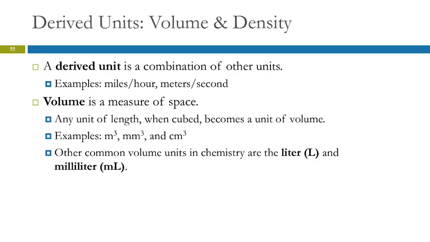So we talked about units of length, temperature, time, and mass. There are also derived units. So a derived unit is a combination of other units. Units for rates of speed are examples of derived units. If I ask you, well, how fast did you drive on the freeway this morning? You would answer in miles per hour. That's a derived unit because it's the unit miles divided by the unit hours, or you could express it in metric by saying meters per second.